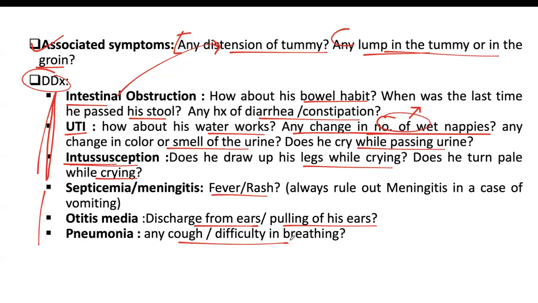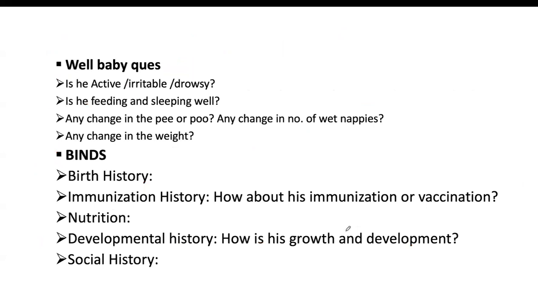So you asked about the vomiting, then you are asking all the differential diagnosis, including GIT and non-GIT causes. As part of the GIT, you start with bowel bladder, then hernia and intussusception. After that, you go to the non-GI causes, including meningitis, otitis media, and pneumonia. So once you have done the differential diagnosis, for every pediatric case, we try to ask the well baby question and BINDS. So what is the well baby question? There are 4 questions in the well baby. 1, the mental status, feeding, sleeping, bowel bladder, and weight.